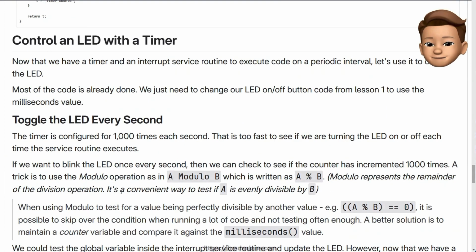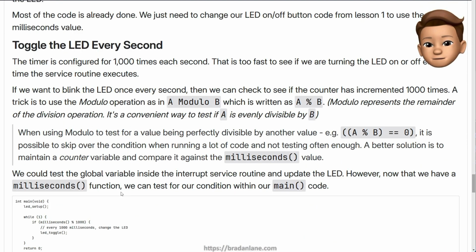Okay, so we now have a timer, we have an interrupt service routine, and we have a global counter. Let's control our LED. Our timer is occurring once every millisecond, or 1,000 times per second. We want to update our LED only once per second. That would be every 1,000 times that our interrupt has occurred.